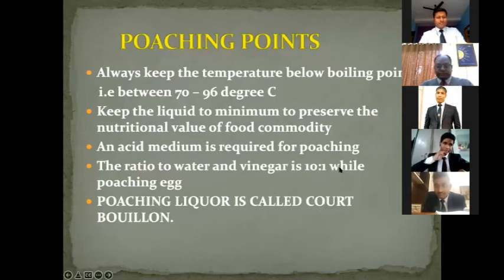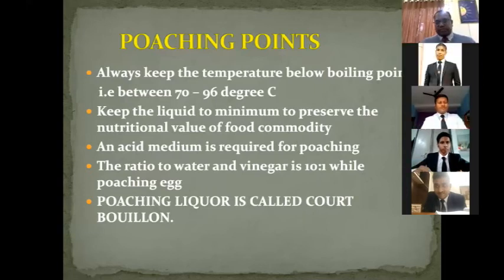Okay. Thank you, Rohit. So now coming back again to poaching. What is poaching? We always keep the temperature below boiling point, that is 70 to 96 degrees Celsius. It is always done in an acidic medium. So acidic medium is required for poaching.